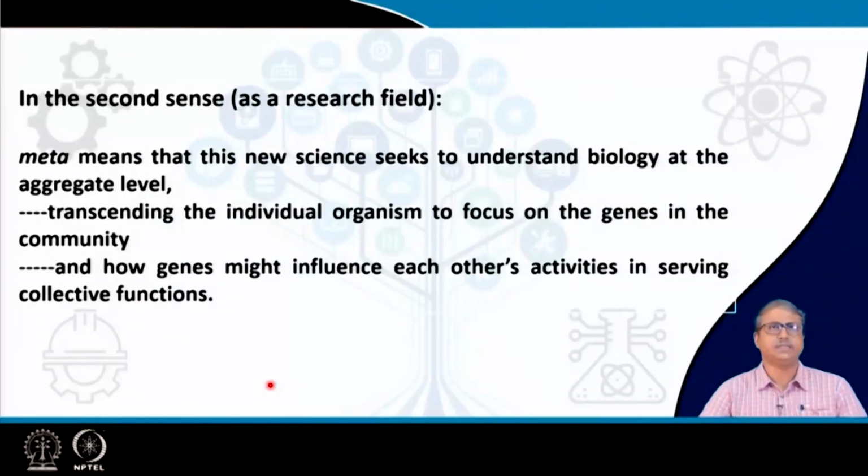So, the first sense was the method and the approaches, and in the second sense, metagenomics is basically a research field. It means that this new science seeks to understand biology at the aggregate level. So, it is something for which maybe I can use a corollary term, which is called systems level understanding. It is not about one species, one organism, one particular gene, but something beyond that.